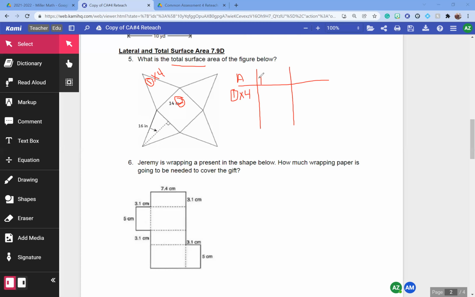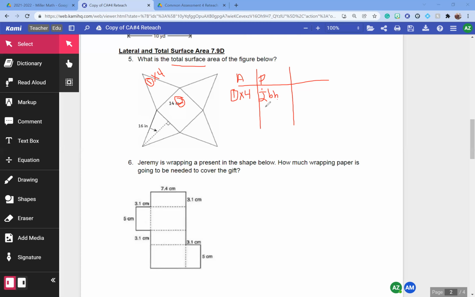Now, I'm going to go ahead and look in my formula chart to get my formulas. I have a triangle. Look for the title where it says area. Look down to triangle. My formula is 1/2 base times height.